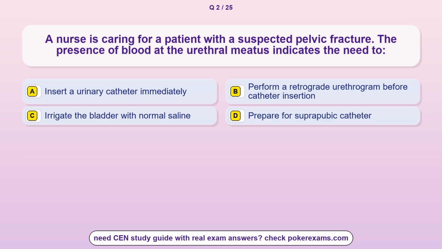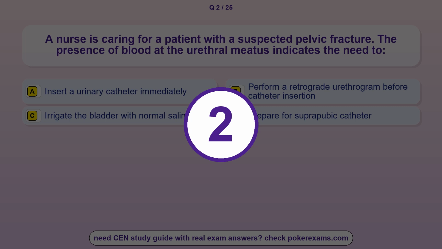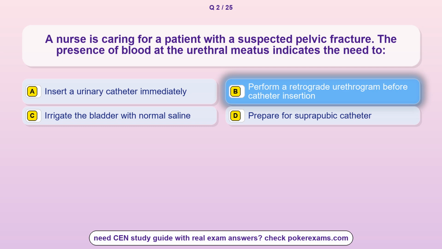Question 2. A nurse is caring for a patient with a suspected pelvic fracture. The presence of blood at the urethral meatus indicates the need to: Option A, insert a urinary catheter immediately. Option B, perform a retrograde urethrogram before catheter insertion. Option C, irrigate the bladder with normal saline. Option D, prepare for suprapubic catheter. The correct answer is option B, perform a retrograde urethrogram before catheter insertion.